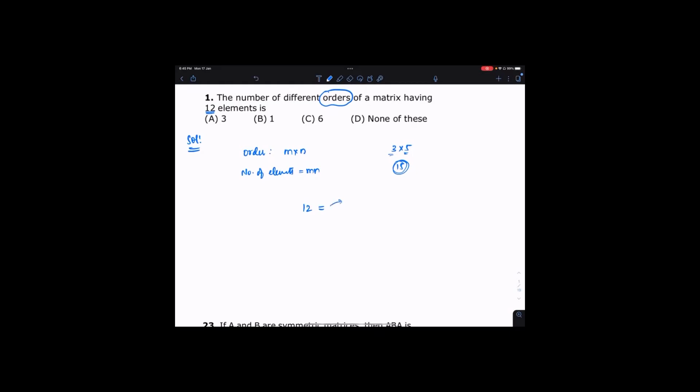So the matrix size can be 1 by 12. You have to choose the row number and column number, that is m and n, in such a way that the product must be 12, right? So 1 by 12, 2 by 6, 3 by 4, and just reverses 4 by 3, 6 by 2, and 12 by 1. So you can see that totally 6 different matrices are possible.